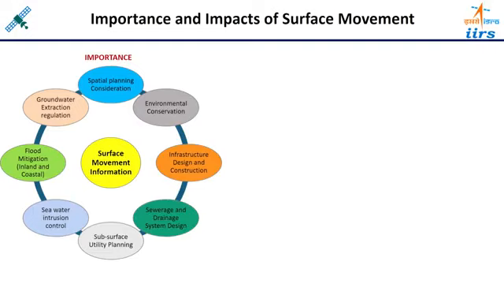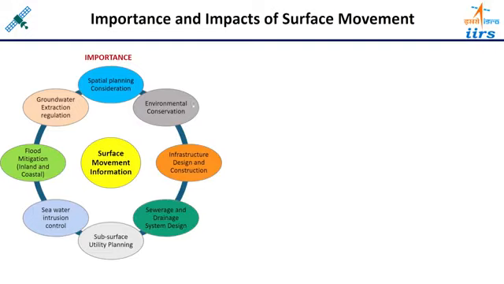Like if you see the spatial planning consideration, whatever planning of any activities you are doing, whether it is urban planning or water resource planning, everywhere you need to understand what kind of surface movement information is there, or you can say what is the stability of the land over that particular area. So basically the stability of the land becomes very important for any kind of planning, okay.